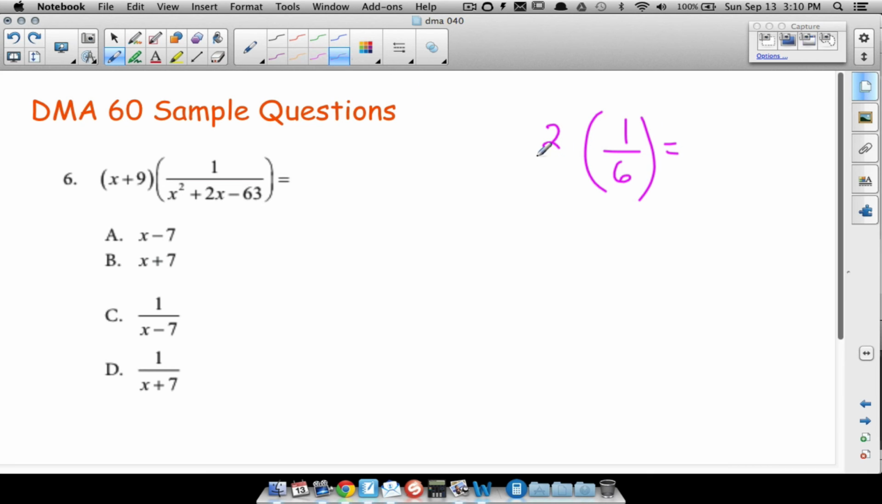Now what we would probably do here to multiply these, I would put that over 1 just for explanation purposes, and the way you multiply fractions is top times top, so we have 2. 2 times 1 is 2, bottom times bottom. 1 times 6 is 6.